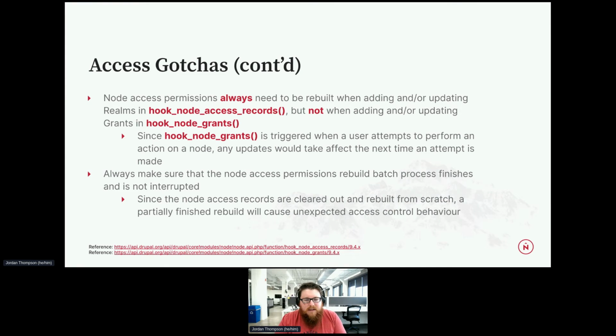Since they're cleared out and rebuilt from scratch, if you somehow were to have that interrupted or it doesn't finish fully, then some of your nodes will have access control and some won't. So it's like a free for all, or it's falling back to your global permissions, and that might cause unexpected behavior. Now instead of people having access to those 30 that they should be seeing, in that example with their view, they can see everything, things that they shouldn't be seeing, and then chaos.